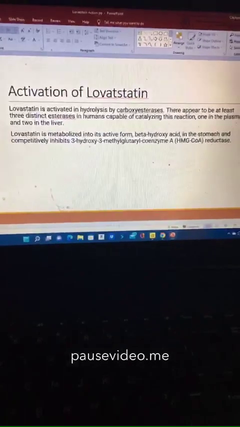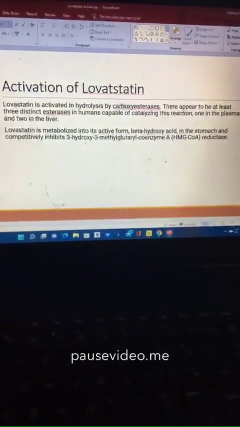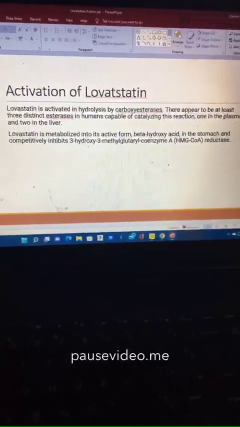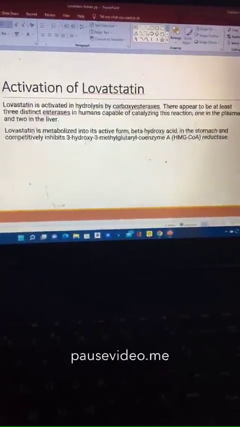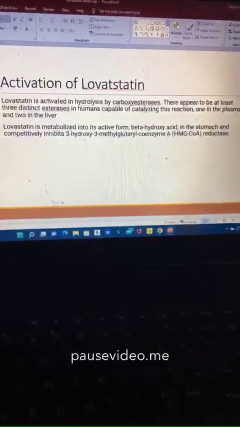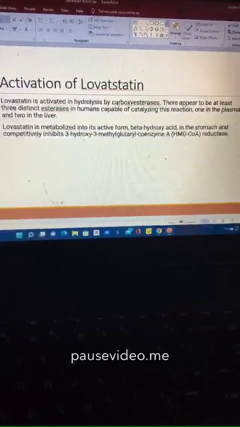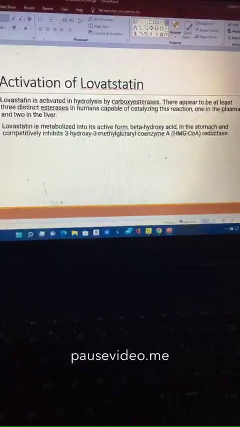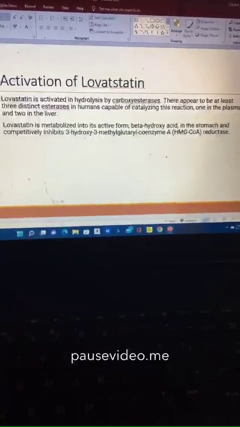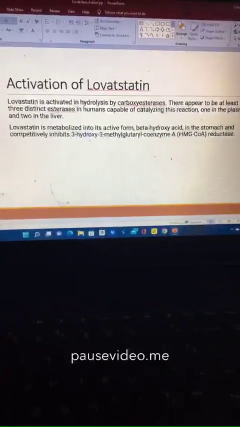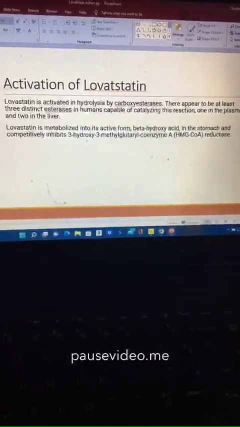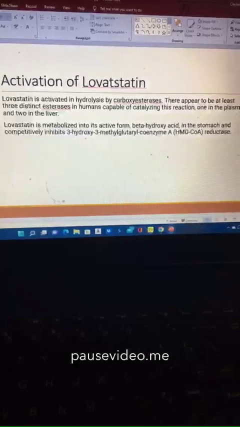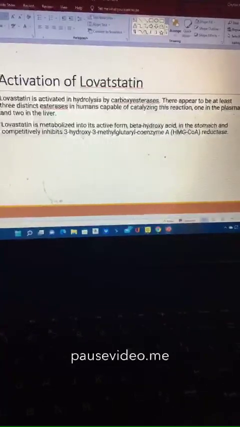So Lovastatin is what they call a prodrug. So once a person consumes Lovastatin, it is then activated within the stomach. So it is with the hydrochloric acid in our stomach that Lovastatin becomes active.